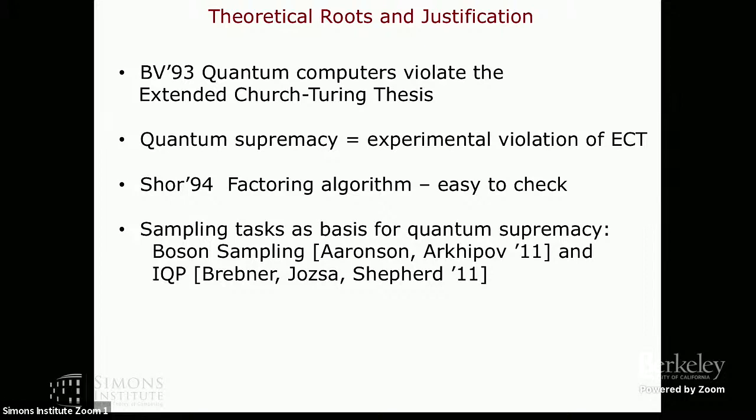So, where instead of actually solving a computational problem like factoring, you would just use the quantum computer to sample from some distribution. And so there were two such proposals, one due to Aaronson and Arkhipov, boson sampling, and the other due to Bremner, Jozsa, and Shepherd. This was called IQP.